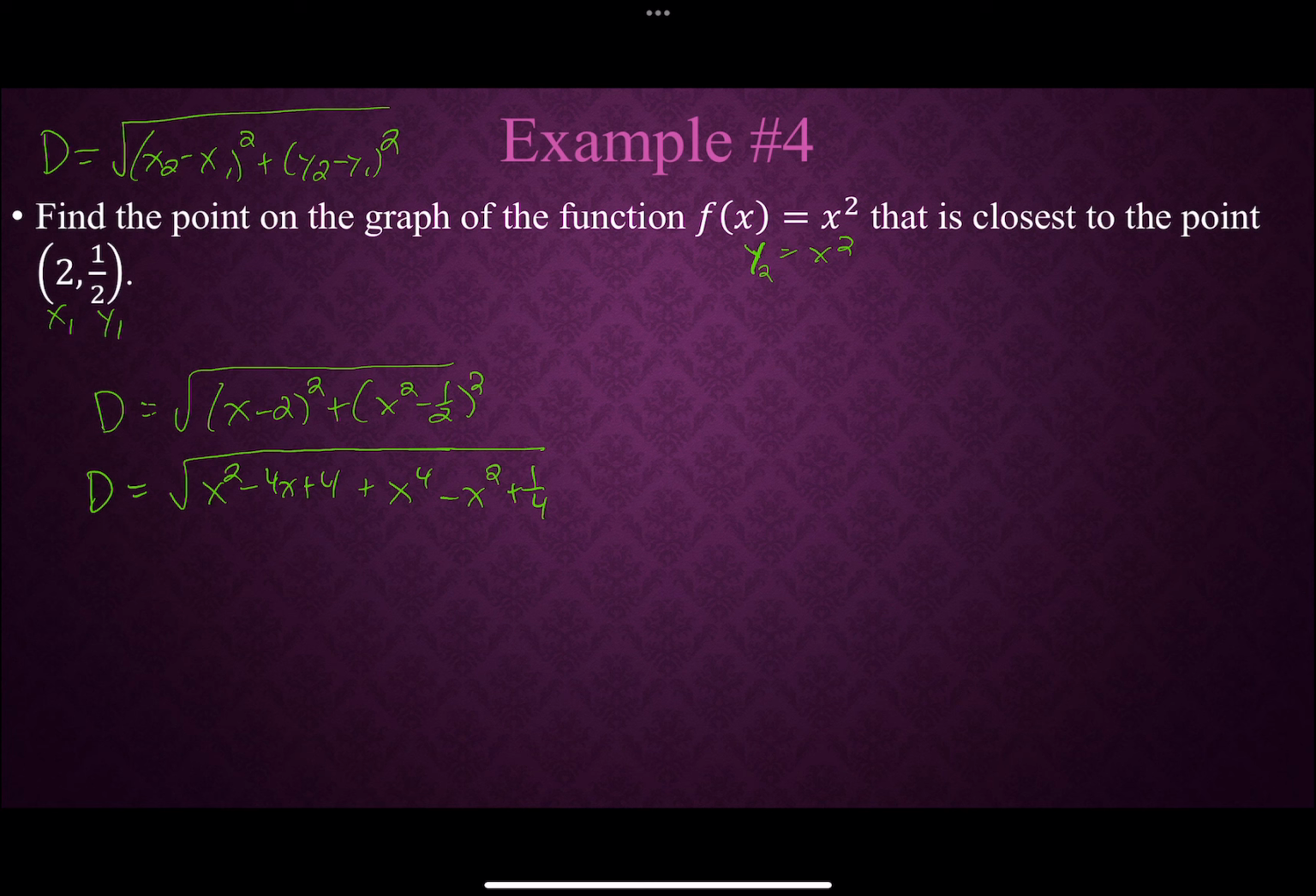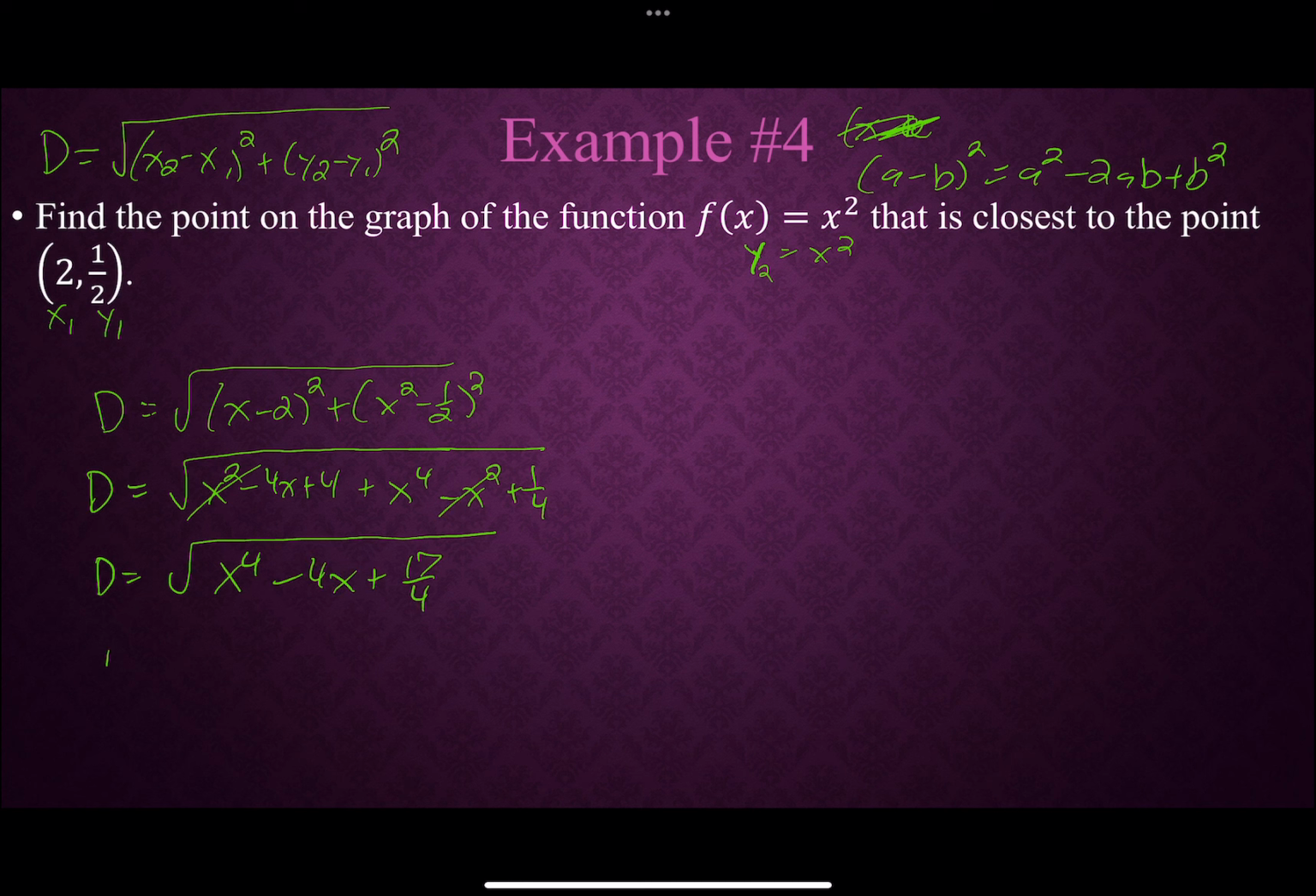We're just recognizing that when it's in the format (a minus b) squared, that becomes a squared minus 2ab plus b squared. That's all we're doing. So when we combine that, our distance would be the square root of x to the 4th, the x squareds would cancel each other, minus 4x plus 17/4, which we'll want to think of as (x to the 4th minus 4x plus 17/4) to the 1/2 power, because we now need to do a derivative.